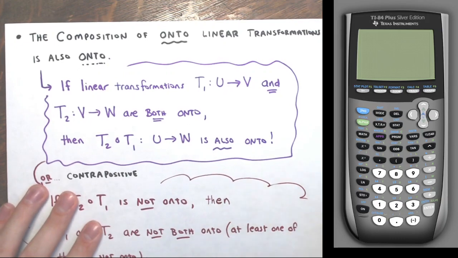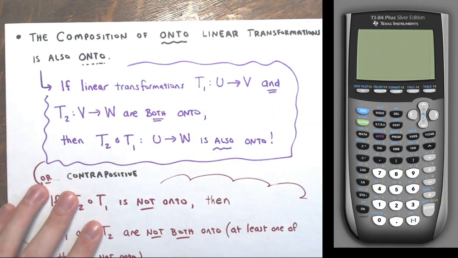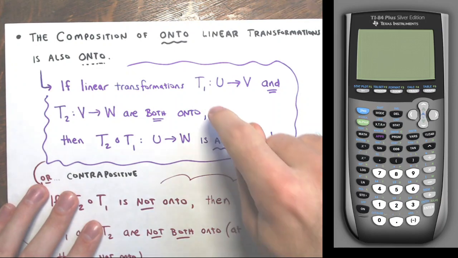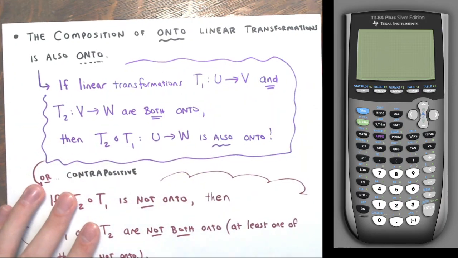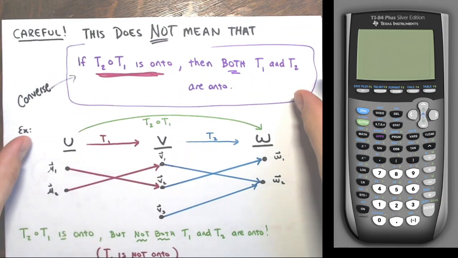You're not guaranteed anything. You're only guaranteed one-to-oneness and onto-ness if both the transformations you're using to make the composition are both one-to-one, then the composition will be one-to-one. If they're both onto, the composition will be onto. I know I'm repeating myself a lot, but I just want to make that hopefully perfectly clear, because I see people make too many mistakes, thinking that the converse is true.